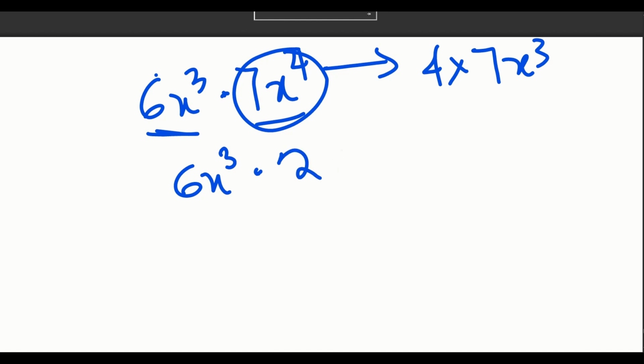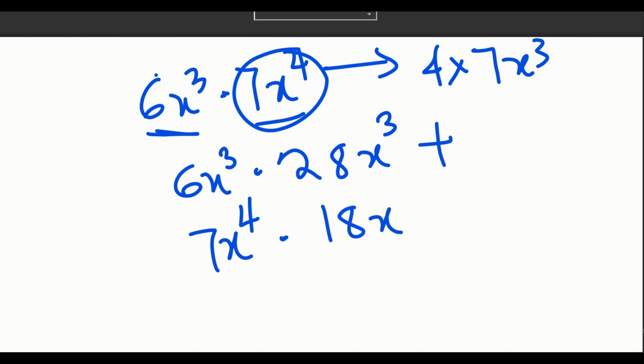So 6x cubed times 28x cubed, plus the rule says take the second one multiply by the differential of the first. So the second one is 7x raised to the power 4 times the differential of the first, which is what? 18x squared. I mean, by now you should be able to do this. The 3 comes down and multiply. So 6 times 3 is 18, and the power reduces by 1. Okay. Yes, just be a bit quick sometimes. You should be able to do this.